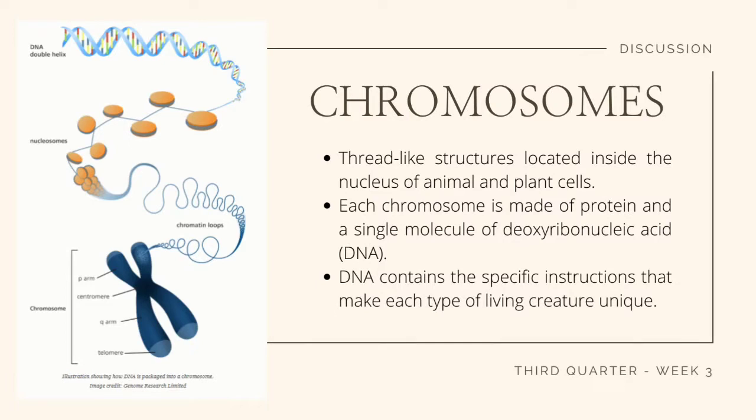Okay, so DNA contains the specific instructions that make each type of living creature unique. Always remember that in humans there are 46 chromosomes. The first 23 come from the father, and the other 23 come from the mother. Always remember that the first 22 pairs are what we call the autosomal chromosomes. And the next, yung one remaining pair of chromosome, tinatawag naman natin to na sex chromosome. Later on, we're gonna differentiate it.